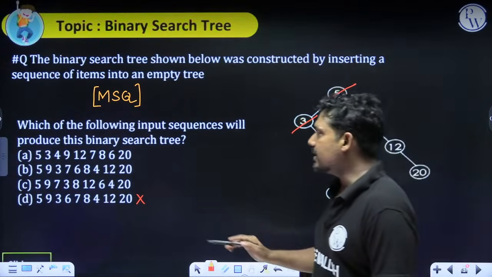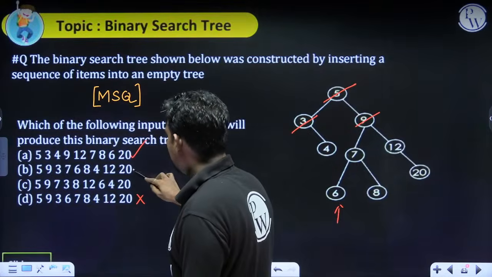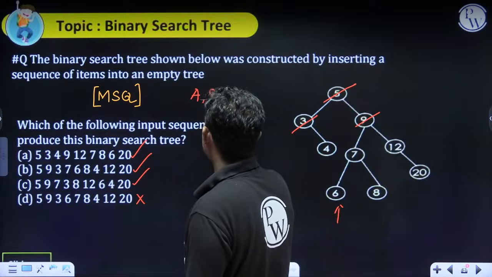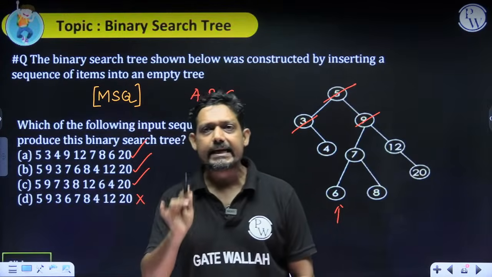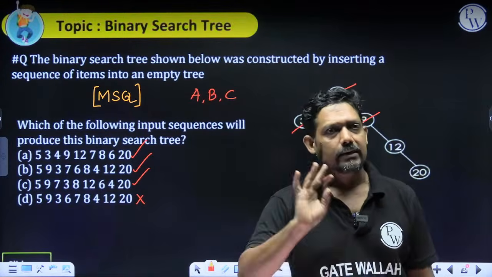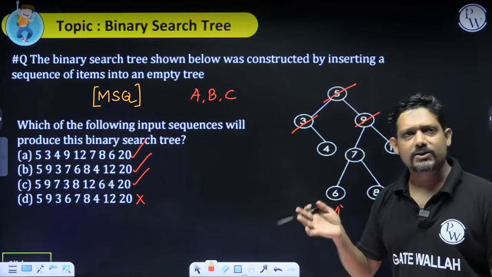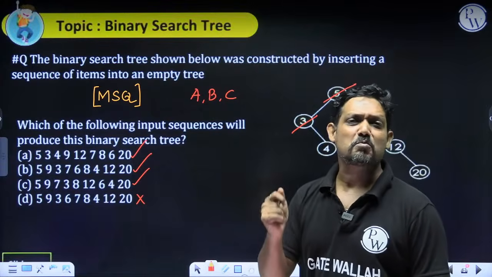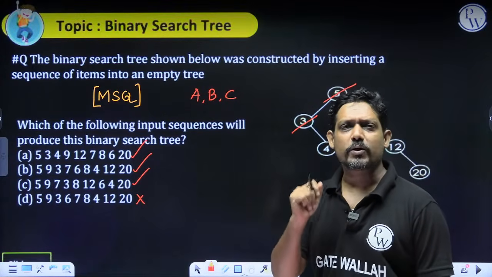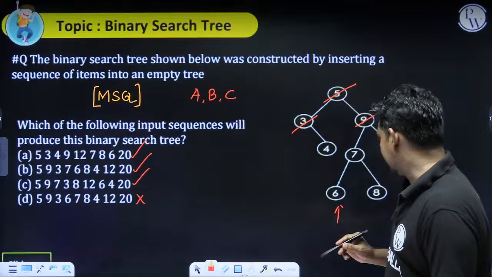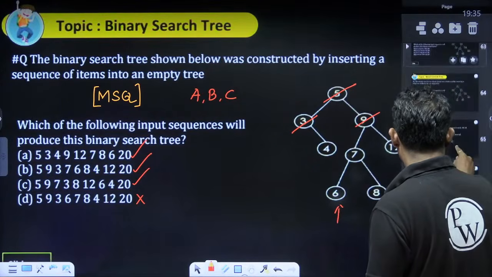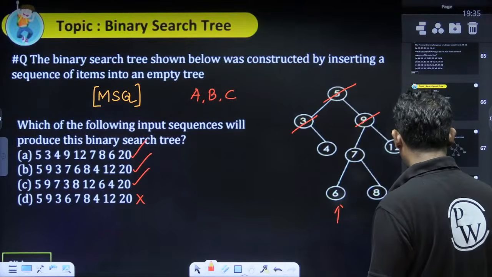So the correct answer is what? A, B and C. All three are correct. That is an example of an MSQ question of very basic level. In the examination it is more brutal, more cruel. MSQ is a very cruel type of question.